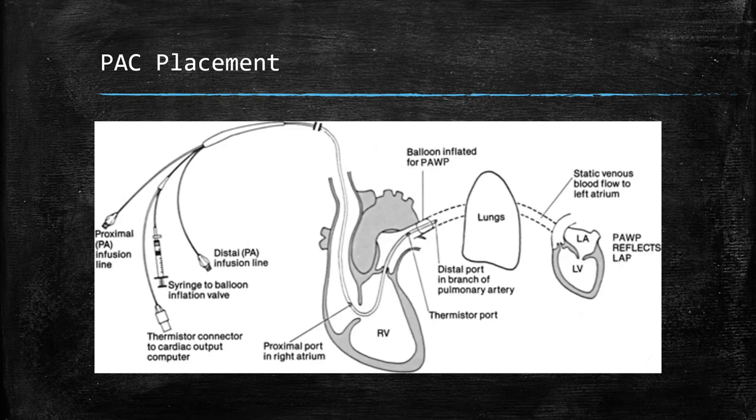This picture shows the placement of a pulmonary artery catheter. The catheter is passed through the right heart until it lodges in a distal pulmonary artery. Pressures measured in the pulmonary artery should better reflect the filling pressures in the left atrium and left ventricle. In addition, cardiac output is measured by the thermodilution technique, where a known volume and temperature of cold saline is injected proximally, and the temperature drop is measured distally. An attached computer can then calculate the cardiac output.